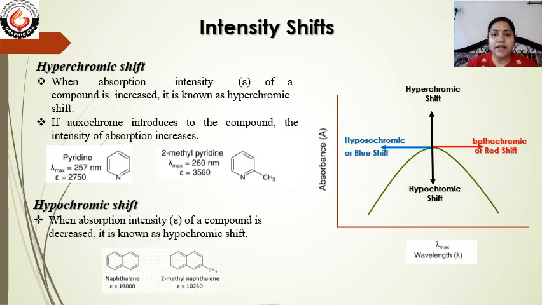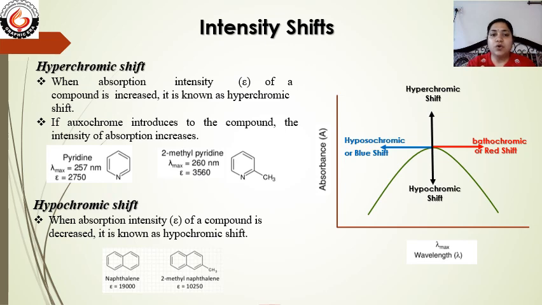Next is intensity shift. Intensity shift means the height of the peak may be increased or decreased, the amount of absorbance. This intensity shift is also of two types, hypochromic shift and hyperchromic shift, depending on whether it is increasing or decreasing. So hyperchromic shift is when the absorption intensity increases. If it increases, it is known as hyperchromic shift.